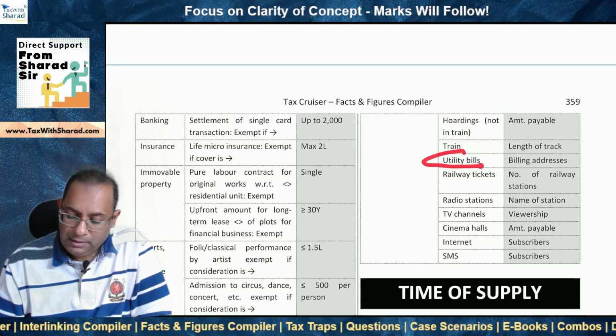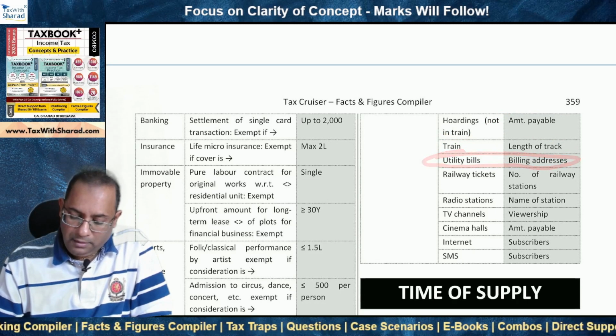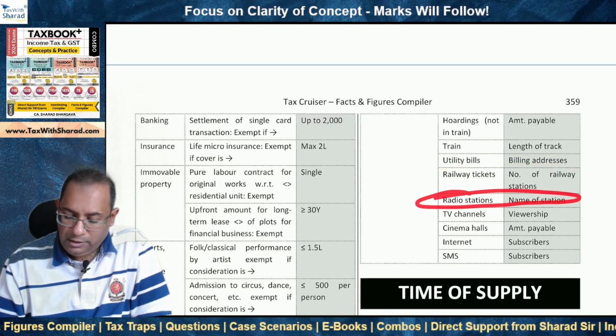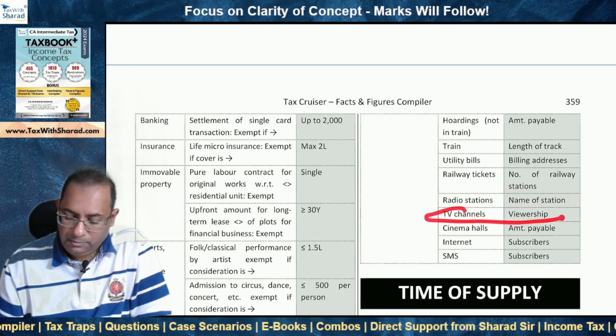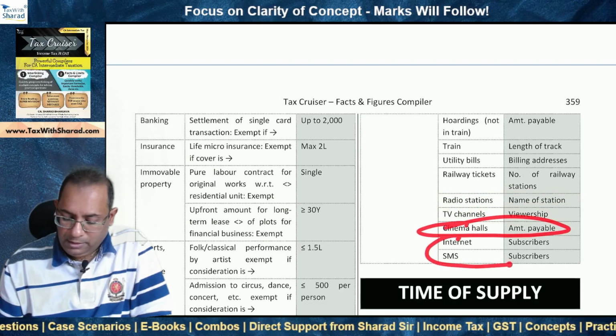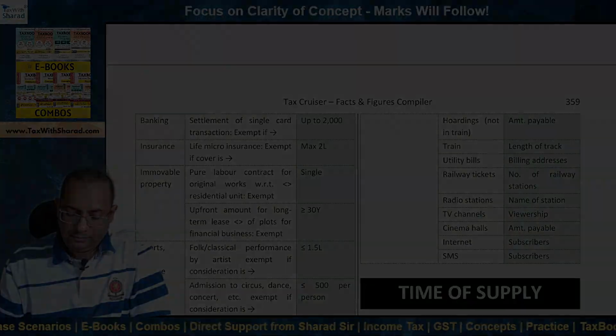In case of utility bills, it is billing addresses. Railway tickets, it is number of railway stations. Radio stations, it is based on name of stations. TV channels based on viewership. Cinema halls based on amount payable. Internet and SMS based on number of subscribers.